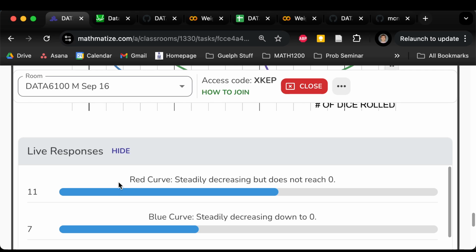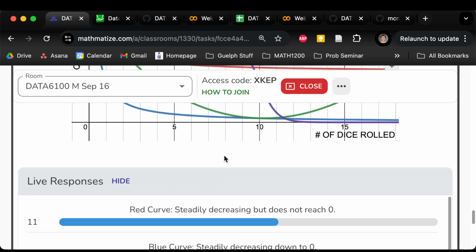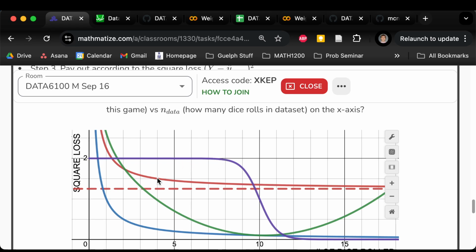We're pretty split here. 11 people are in red and 7 people are in blue. The only difference between red and blue is the error: is it going down to zero? That's the blue one. You roll a million dice, you're getting really close to zero error. Or is it going down, down, down forever, but it never gets to zero? It approaches a non-zero amount. In this graph, it's a little bit more than one. In fact, I think it's 1 1/4.